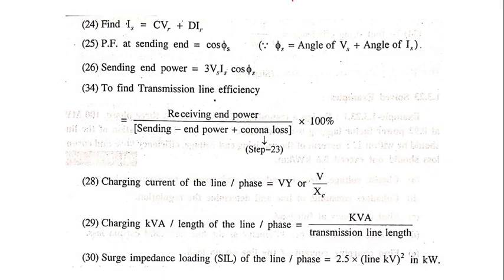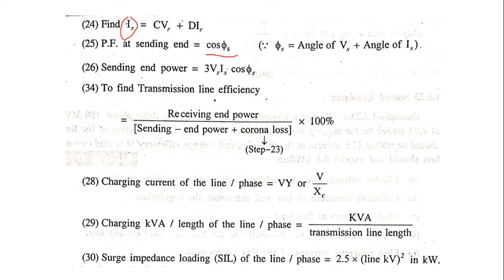Now what is step number 24, that is finding the sending end current. So Is is equal to C into VR plus D into IR. Now power factor at the sending end, that is cos phi s, that is the angle of Vs minus angle of Is. From that we are going to find the power factor at the sending end voltage, and the sending end power. After finding the current Is and cos phi, we are finding our sending end power, that is root 3 into Vs Is cos phi s.